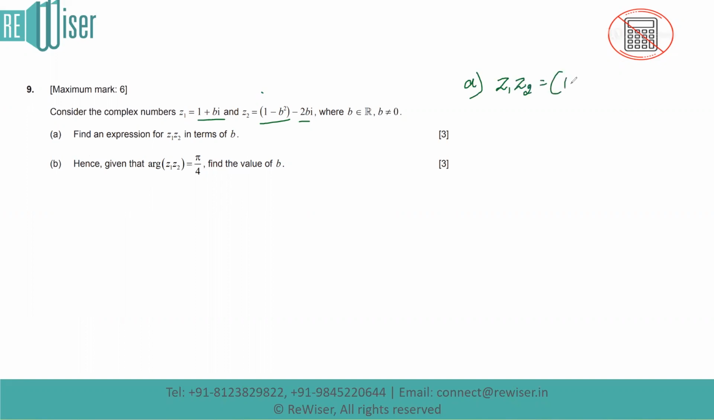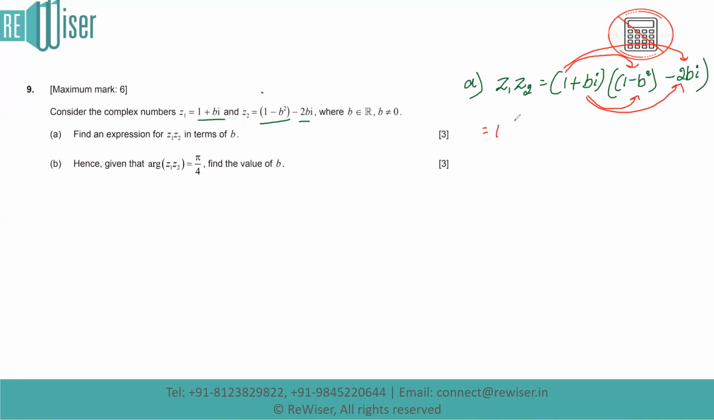that's going to be just 1 plus bi times 1 minus b square minus 2bi. I just need to expand this with normal basic algebraic rules. So 1 times this and this into this, then again this into this and this into this.